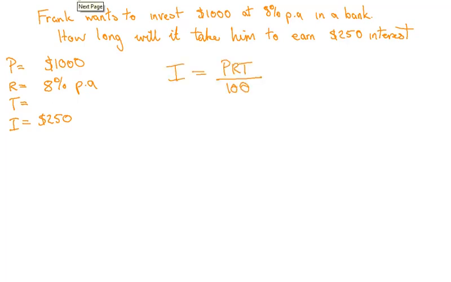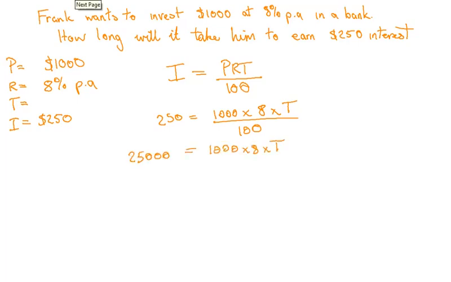So, step 1, write your formula. In this instance, it's I equals PRT over 100. Step 2, sub in your values. We know I is 250. We know the principal is 1,000. We know the rate is 8. Time we don't know, and it's all over 100. Step 3, isolate t, isolate the unknown.